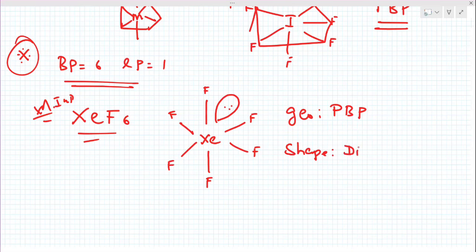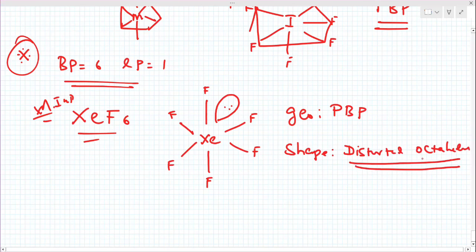Now this lone pair and bond pairs cause distortion. Therefore, this is a distorted octahedral geometry, a distorted octahedral shape. This is very, very important. This is about the state number 8, up to CSIR level, GATE level questions. JAM level, this is enough.